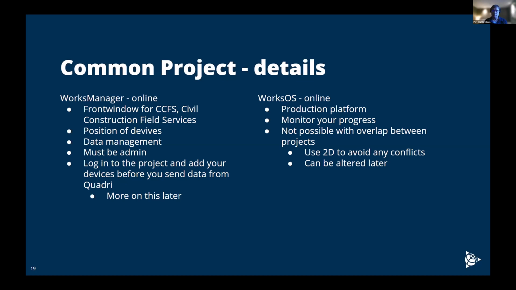Works OS, however, is the production platform in Trimble. So that will record and present and document everything that the machines do on site. So you can get data back directly from the machine, and you can have volume calculations, progress monitoring, etc. inside Works OS. But it does not accept conflicts between 3D projects. That's why I said 2D in the previous setting. Then there will be no conflicts.